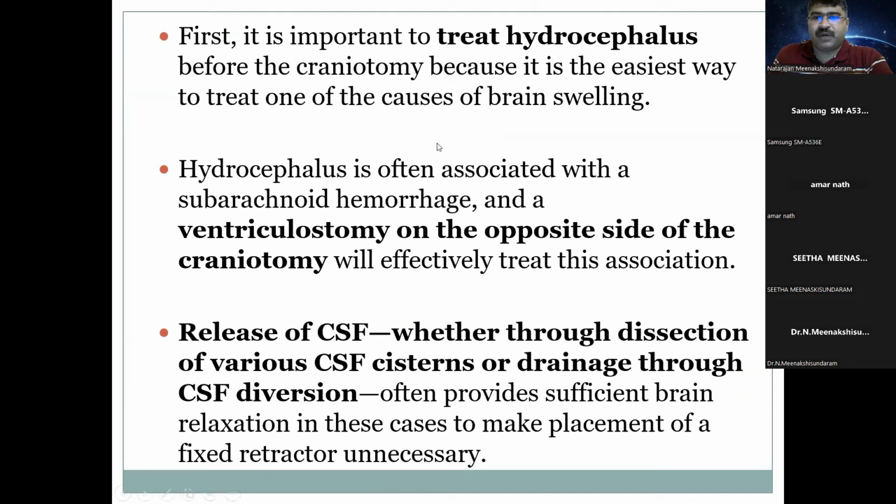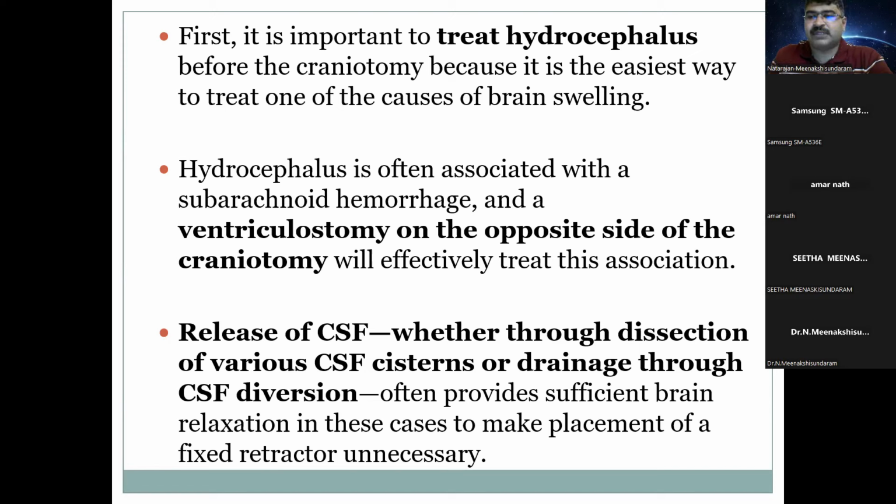Also, to achieve adequate brain relaxation, most of the times patients may present with hydrocephalus. When the patient has aneurysmal rupture, it can result in intraventricular hemorrhage, and that can result in hydrocephalus. So try to put an EVD on the contralateral side and let out the CSF so that the brain starts relaxing. So ventriculostomy on the opposite side of the craniotomy is very important before starting the procedure to achieve good relaxation. And the other method of letting out the CSF is placing a lumbar drain and letting out the CSF. That is one method of bringing brain relaxation.